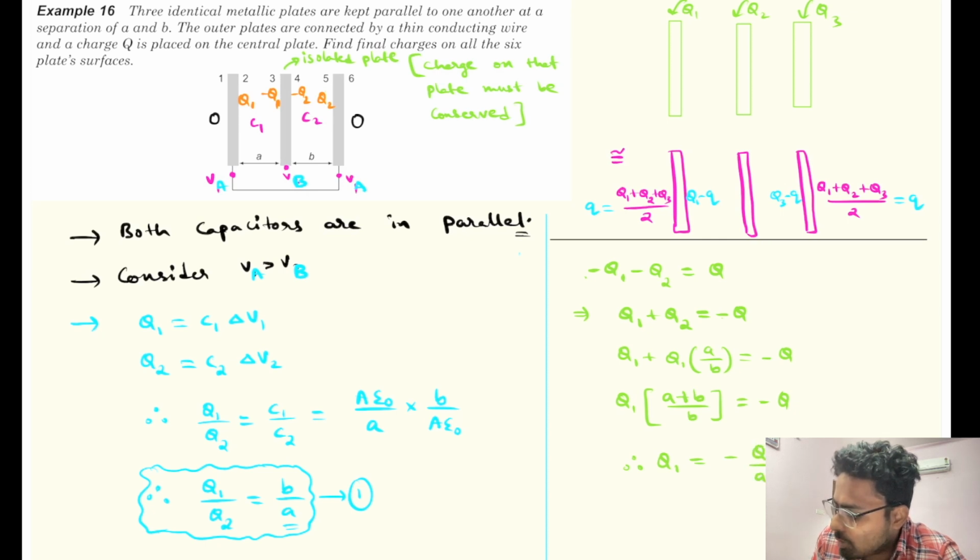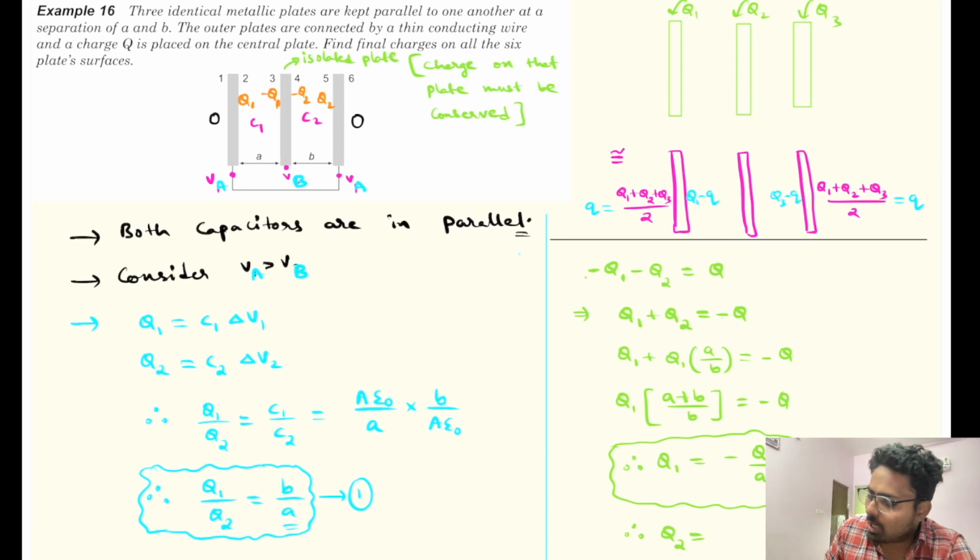So this is the value of q1 charge. Similarly, q2 is nothing but q1 into a by b. If we multiply it by a by b, I will get qa by a plus b. So this is the charge value of q2. Once I find the value of q1 and q2, everything is done, right?